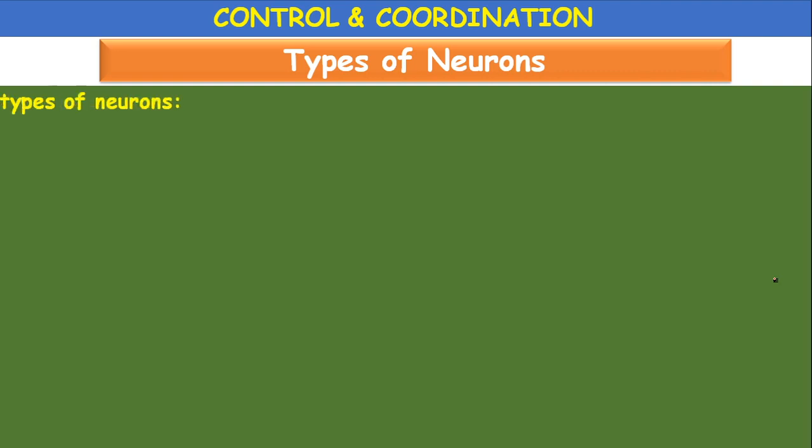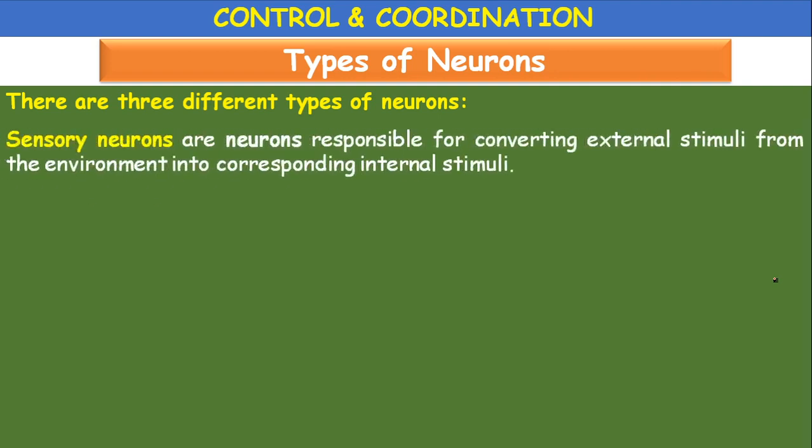The types of neurons. We come across different types of neurons. What are they? Sensory neurons. Sensory neurons are the neurons responsible for converting the external stimuli from the environment into corresponding internal stimuli. Or we can say the sensory neurons transmit the impulses from receptors to the brain and spinal cord.